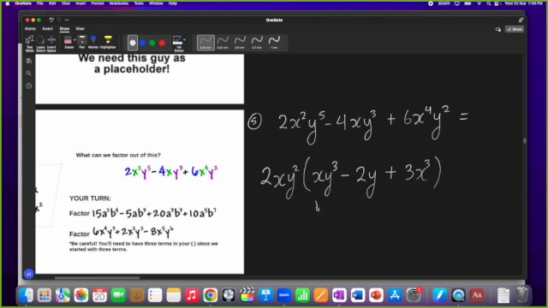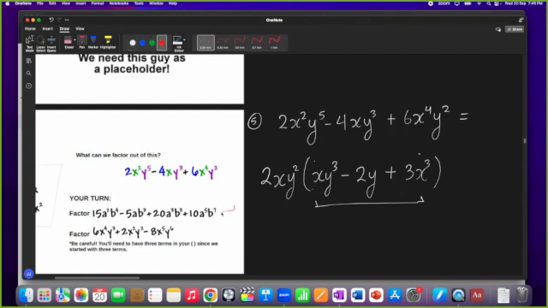Notice how nothing has anything in common inside of here. Yeah, right? I mean, yeah, two of them have x's, but not all three. Two of them have y's, but not all.